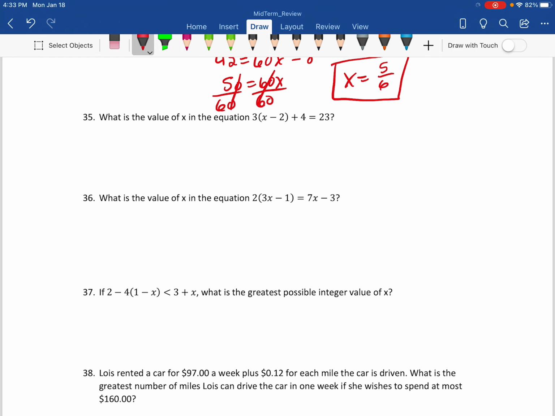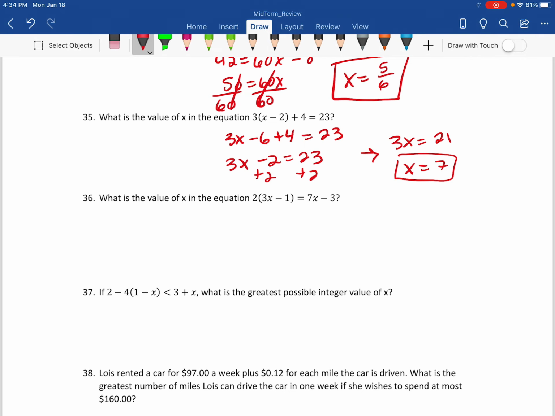Number 35, what is the value of x in the equation? We're going to distribute and simplify and solve for x. So this becomes 3x minus 6 plus 4 is equal to 23. Combine like terms, 3x. Negative 6 plus 4 gives me negative 2. It's equal to 23. We're going to add 2 to both sides. That's going to give me 3x is equal to 21. So x is going to be equal to 7.